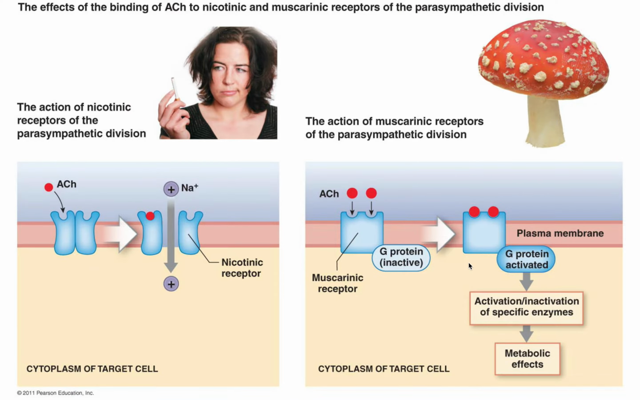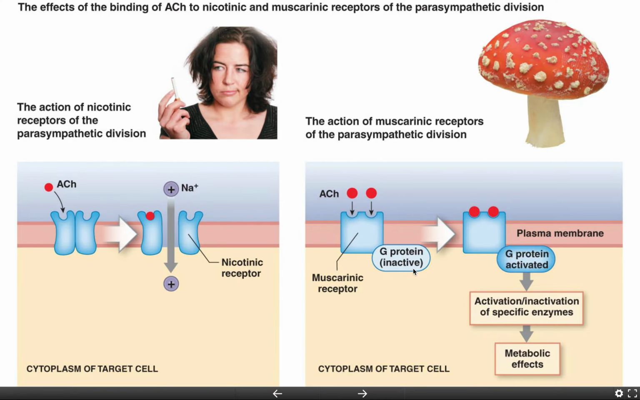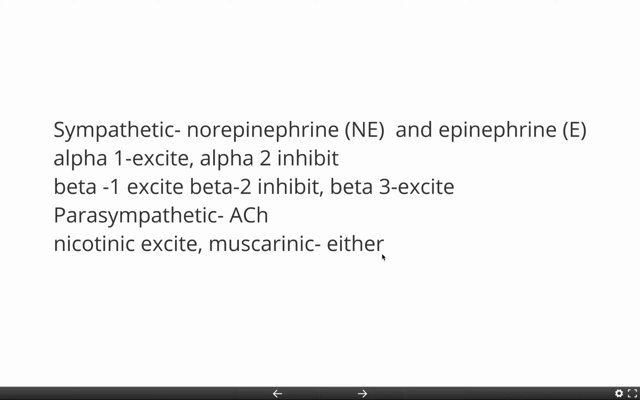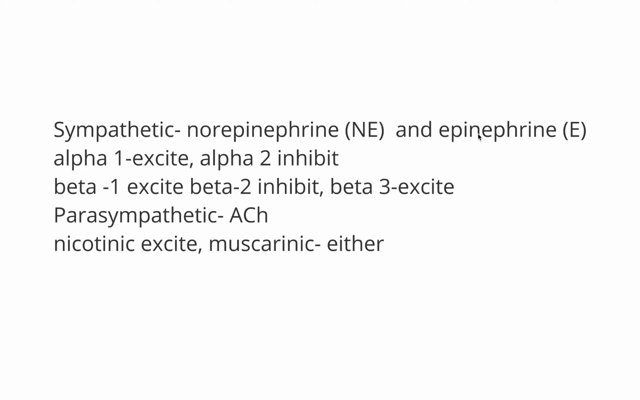So that was epinephrine and norepinephrine, and that's going to be released by the sympathetic division. Parasympathetic division is going to release acetylcholine. And again, depending on the type of receptor, it can have different effects. So the sympathetic uses norepinephrine and epinephrine. Alpha 1 receptors, it's going to be excitatory. Alpha 2 receptors, it's going to be inhibitory. For beta 1 receptors, they're going to be excitatory. Beta 2s are going to inhibit. Beta 3s are going to excite.